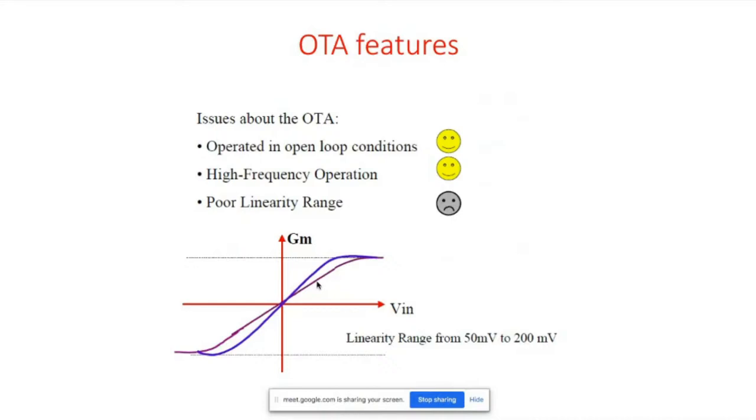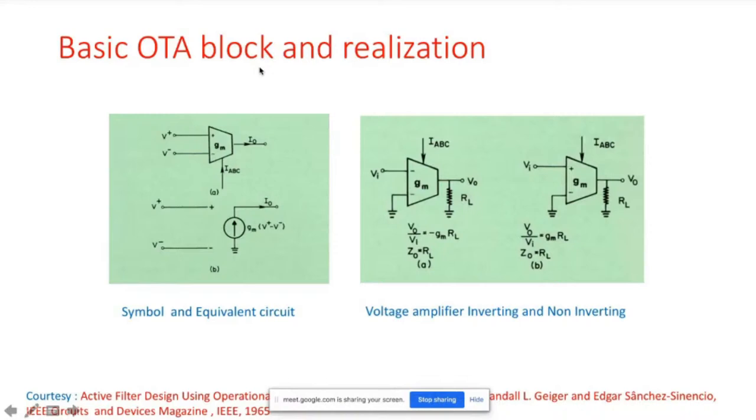Now a simple basic OTA block, you can look here, it will look like this. A basic OTA block and realization. An OTA is normally of this symbol, or you can say a GM cell. It is like cutting the op-amp and taking the front portion. So you have an input which is a voltage, similar to an op-amp, and the output is going to be a current. If I put this current into a buffer, that means you have an op-amp triangle, and I am going to get the voltage. If I am cutting this, then the output is only current.